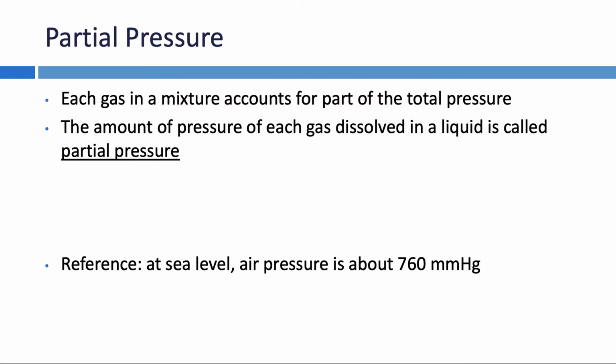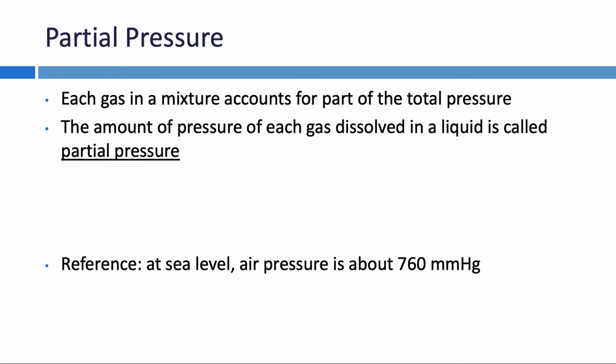Now, we don't have pure gases when we're in our environment. We have a mixture. Our environment is about 78% nitrogen and 21% oxygen, 1% other things, including carbon dioxide. Whether in that mixture or gases dissolved in liquid, each gas is going to account for part of the total pressure. This part of the pressure is called partial pressure.